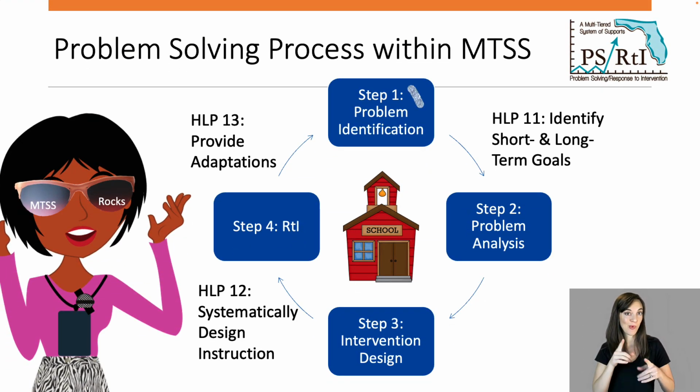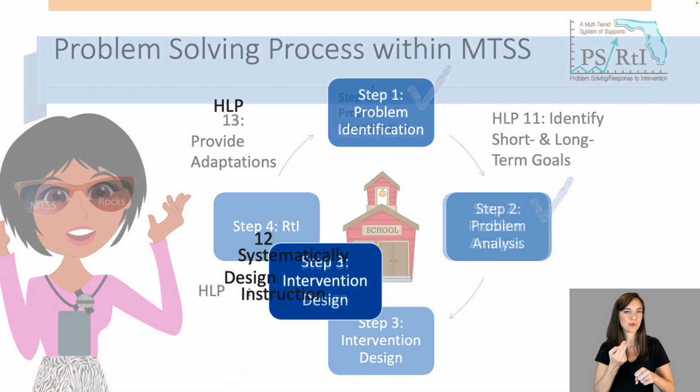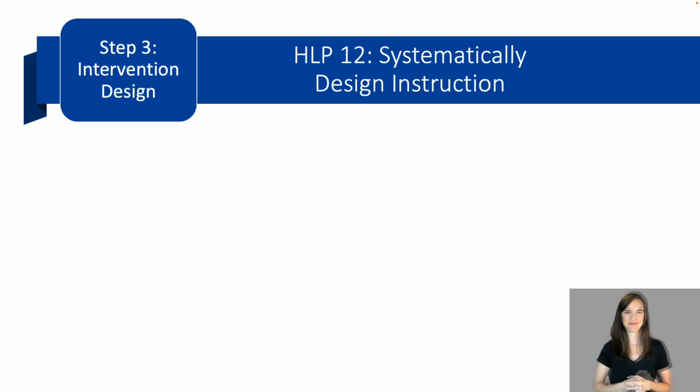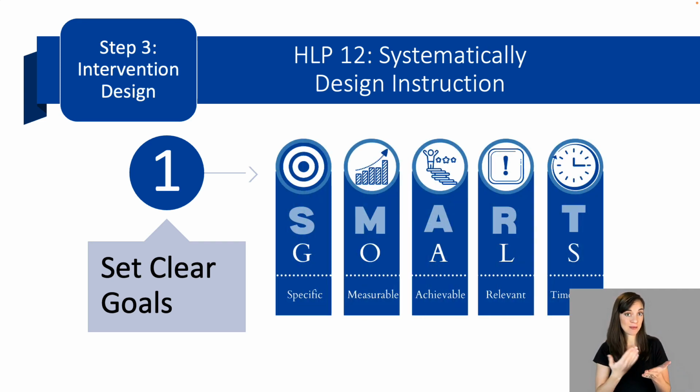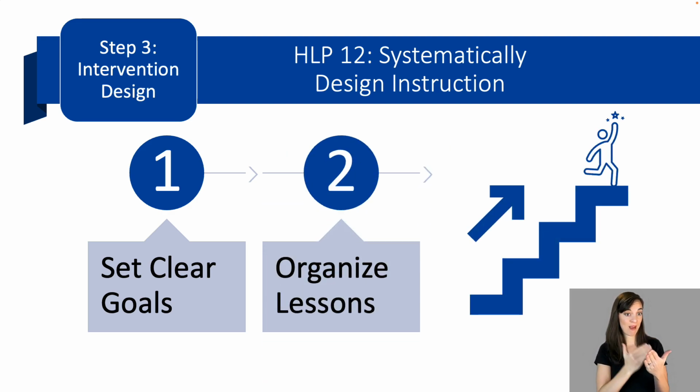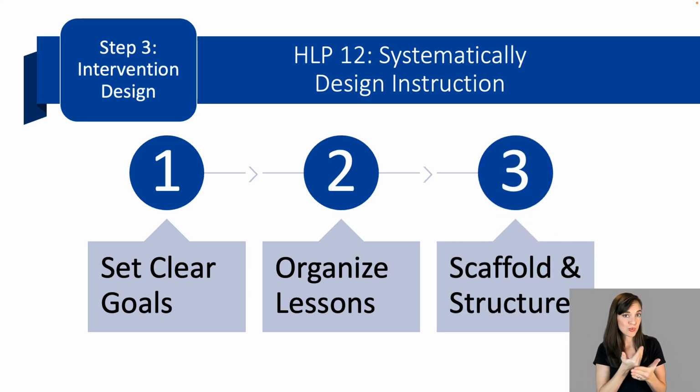We've talked about setting goals by identifying and analyzing them. Now let's talk about designing instruction and intervention and implementing appropriate accommodations. There are 3 components of systematically designing instruction to learning goals. First, clear goals must be set, as we just discussed, by the use of SMART goals. Next, you must organize and sequence lessons logically to build on and target larger goals. And lastly, support students in organizing new knowledge by providing scaffolds and structures for learning.